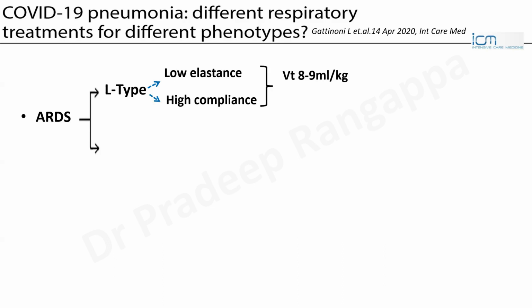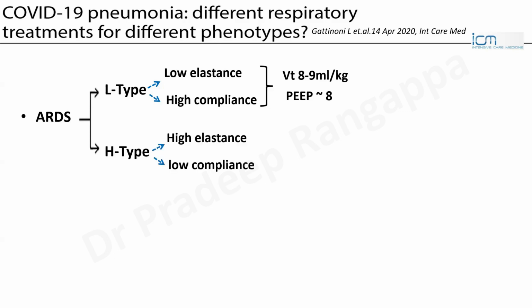They said this L-type, which has a high compliance, we need to use a higher tidal volume. This is despite our clear understanding that in ARDS we cannot use high tidal volume. There was a proposition and a hypothesis stating that we should use a higher tidal volume of 8 to 9 in L-type ARDS. All this has been debunked. So P-SILI also, I would argue, will be debunked. There's nothing like P-SILI because L-type ARDS is no longer existent.